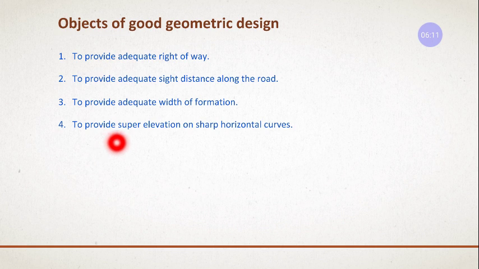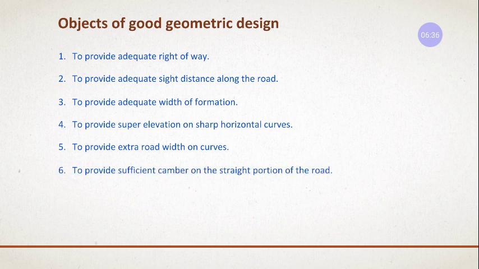So what is super elevation? Why is it provided on the horizontal curves? We will be studying it in the coming classes. So now just understand what he is trying to say. To provide extra road width on the curves. He is saying you have to provide extra road width on the curves. Next is to provide sufficient camber on the straight portion of the road.